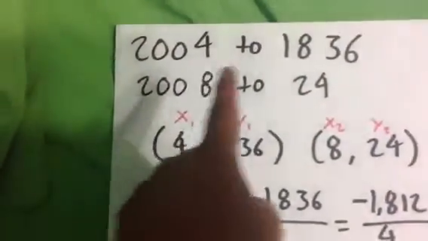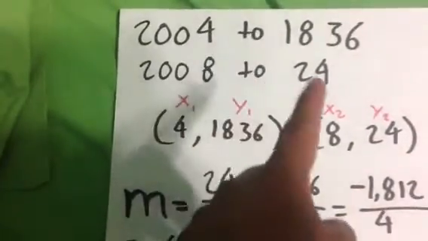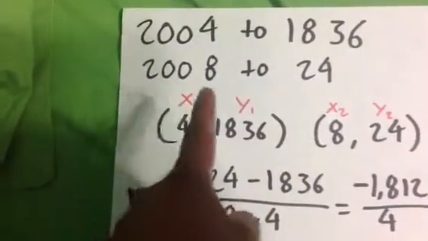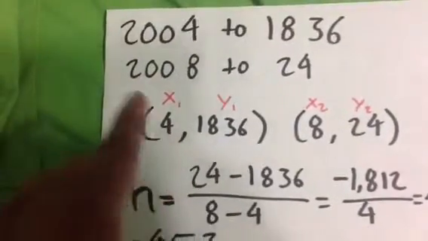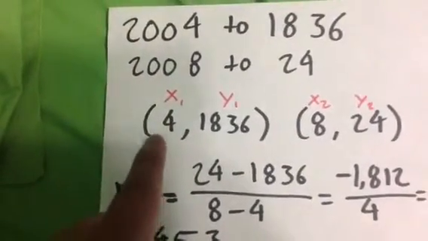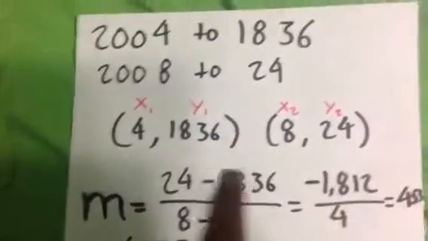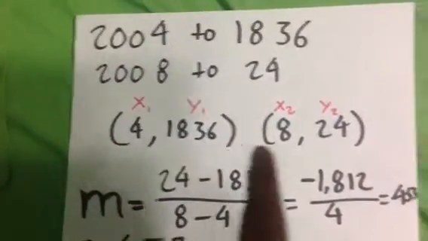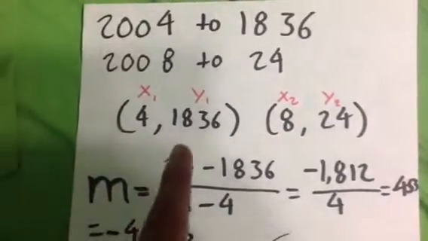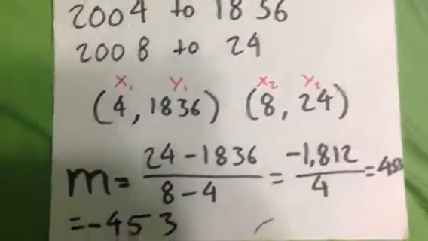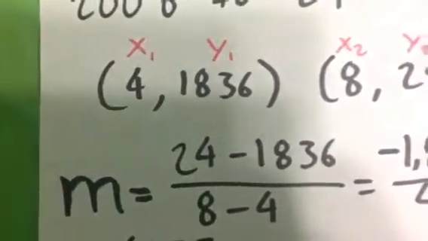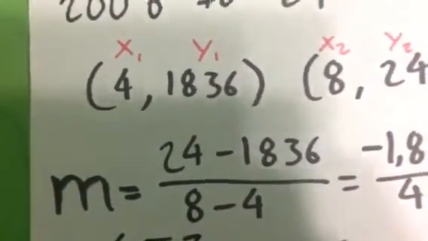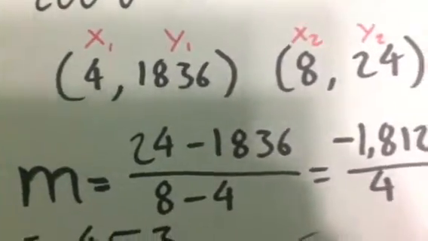So what we do is we put 2004 to 1,836 and 2008 to 24. Finding the slope, we reduce the 2004 to a 4 and 2008 to an 8. Once we get 4 with 1,836 and 8 with 24, we do the slope form, m equals 24 minus 1,836 over 8 minus 4.